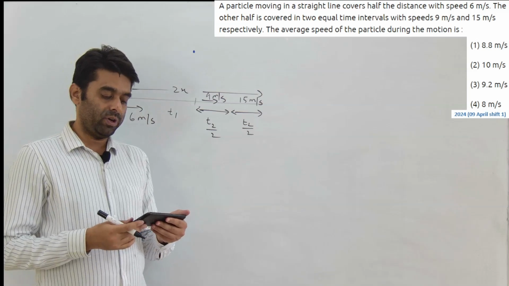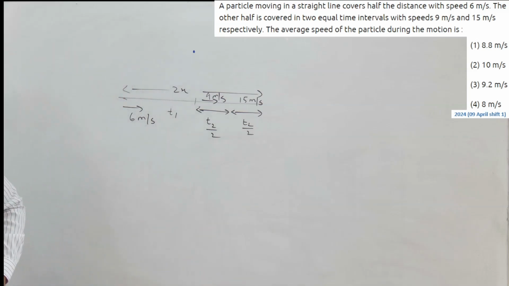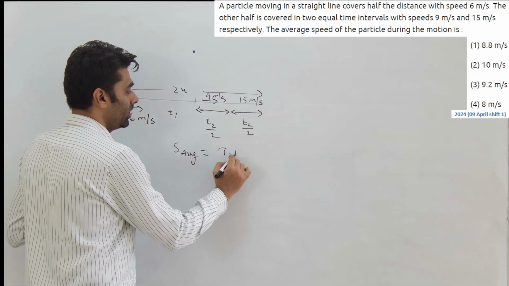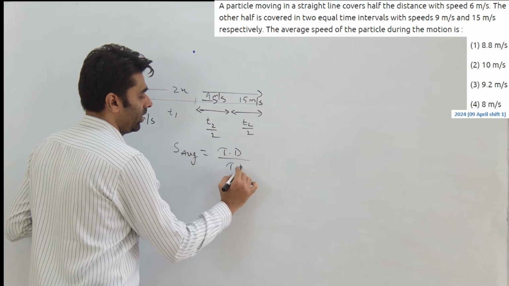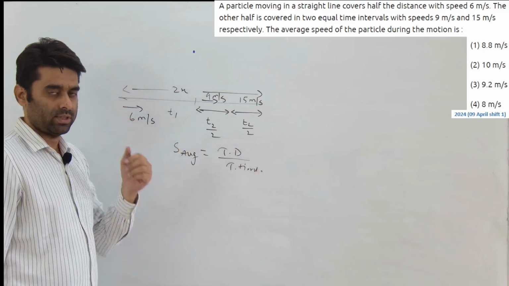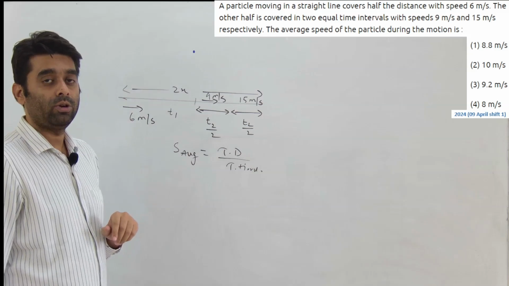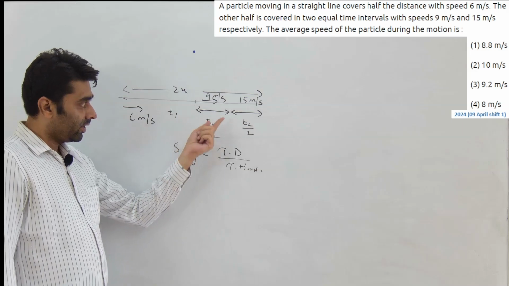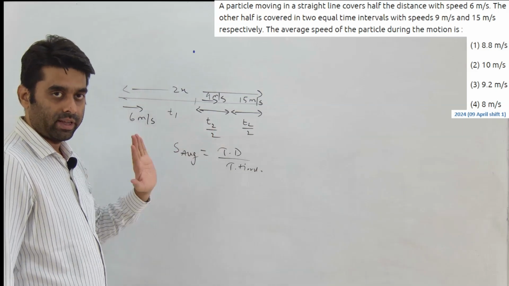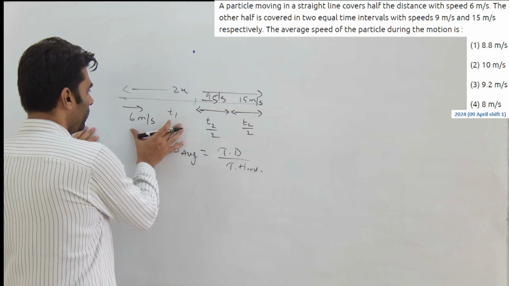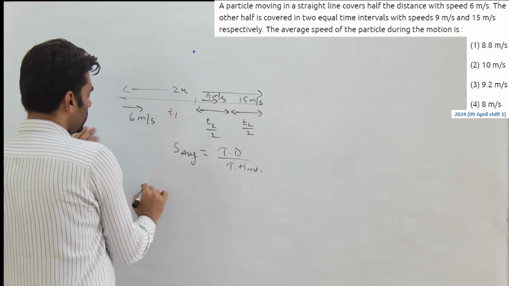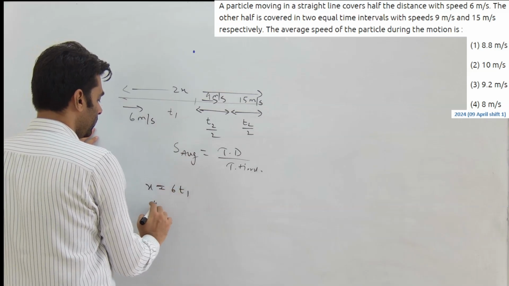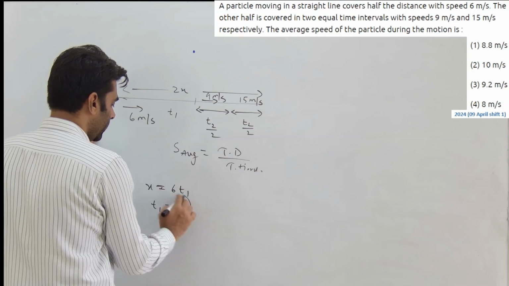They are asking the average speed of the particle during the motion. Average speed, how to do it? Let us see. Average speed, we know, is total distance divided by total time. Do we know the total distance? Yes, we have assumed 2x as the total distance. Now the total time. Let's calculate t1 and t2 in terms of x, so that we will get our average speed. For the first part of the journey, distance is equal to speed into time. That means x is equal to 6 into t1. So t1 comes out to be x by 6.